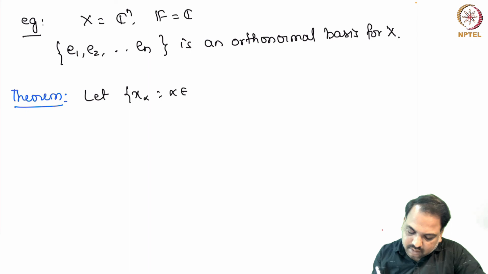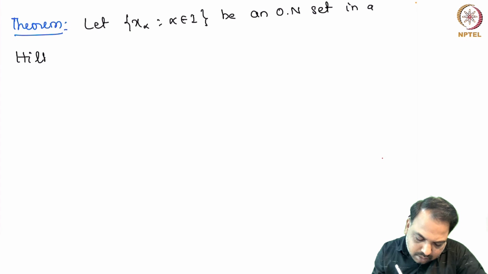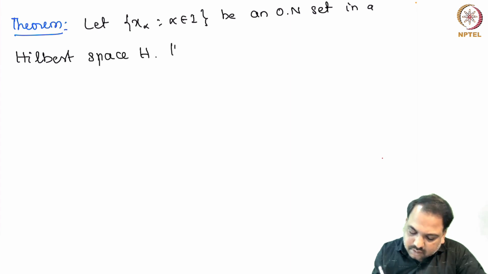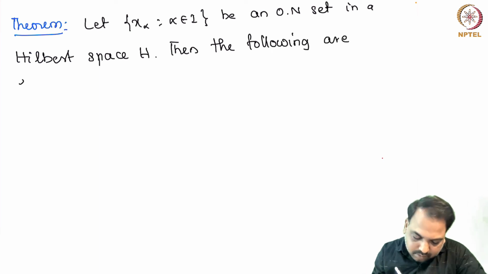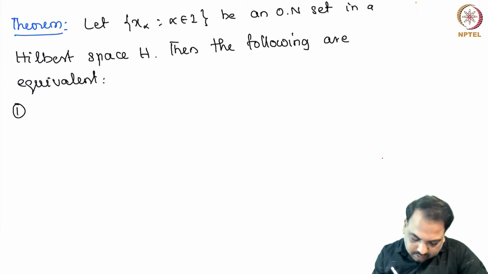Let x_alpha, alpha coming from I, be an orthonormal set in a Hilbert space H. Then the following are equivalent. The first one is: x_alpha is an orthonormal basis.